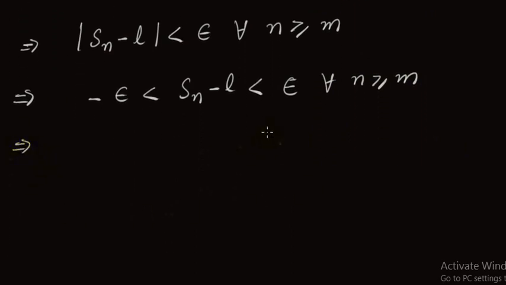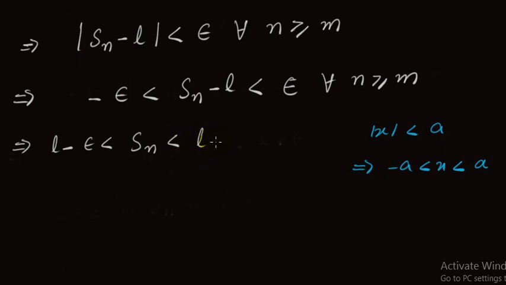Now the reason is, when mod x is less than a, we can write it as minus a less than x less than plus a. Now from here, if we add L on all three sides of this inequality, we get L minus epsilon is less than Sn less than L plus epsilon, and this relation holds for all natural numbers n greater than or equal to m.